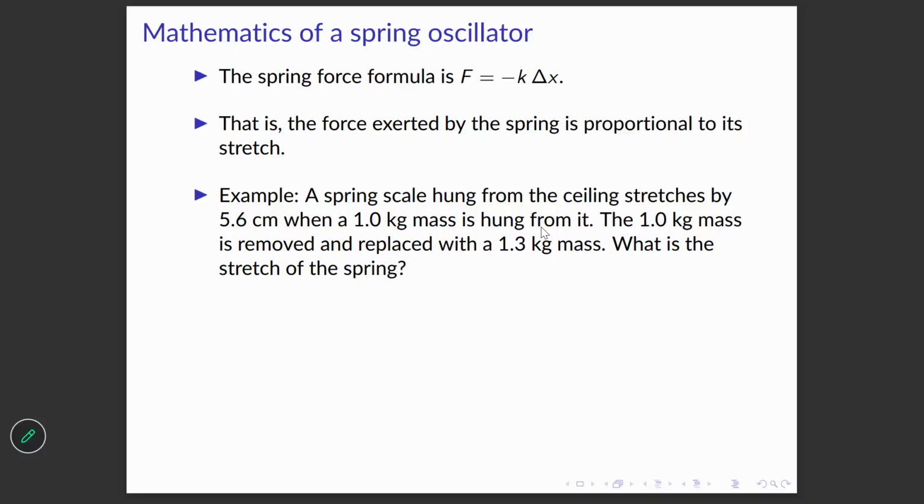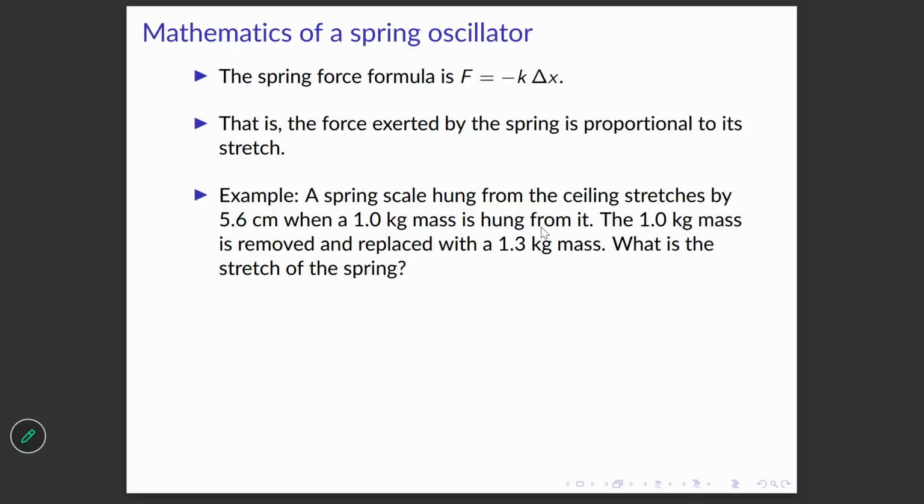That's the knee-jerk reaction to saying stretches by 5.6 centimeters when there's a 1 kilo mass from it. Yeah? Okay, so now follow up here. If I replace the 1 kilo mass with 1.3 kilos, what happens? How does my spring constant change when I change the mass? It doesn't! That's why the spring constant is called the spring constant.